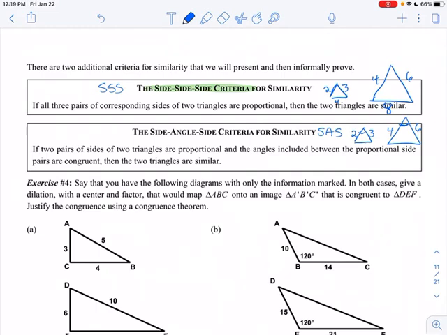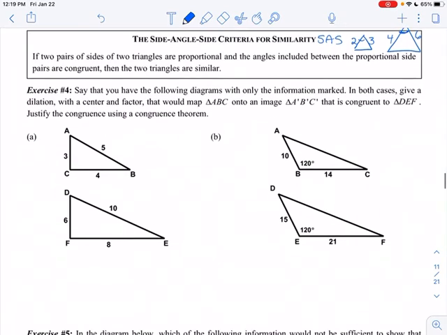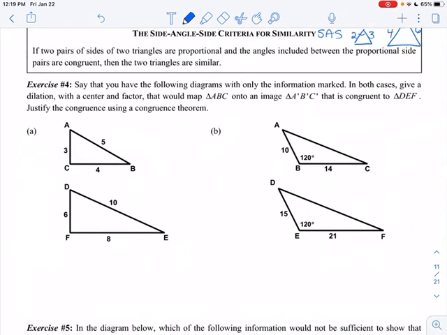All right? And down here is just sort of an explanation as to why those work, but also another picture. So if we're looking at this, you can see that the new triangle is 2 times as big, so all of these sides are in proportion. 6 over 3 is 2. 8 over 4 is 2. 10 over 5 is 2. So all the sides are in proportion to one another. So these are similar by side-side-side.